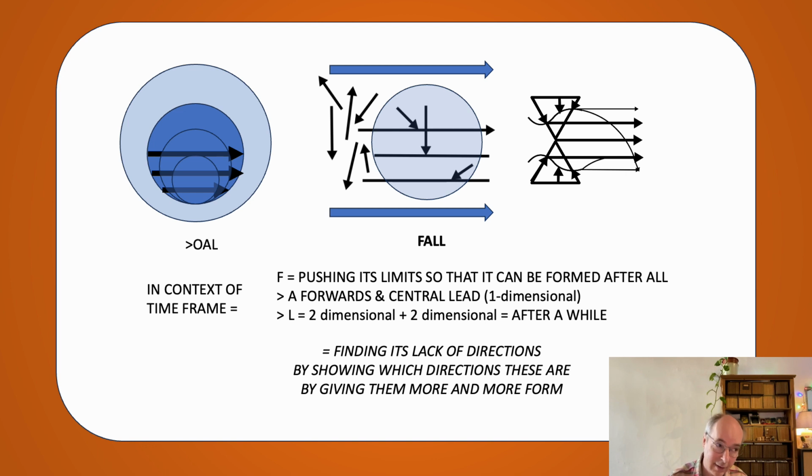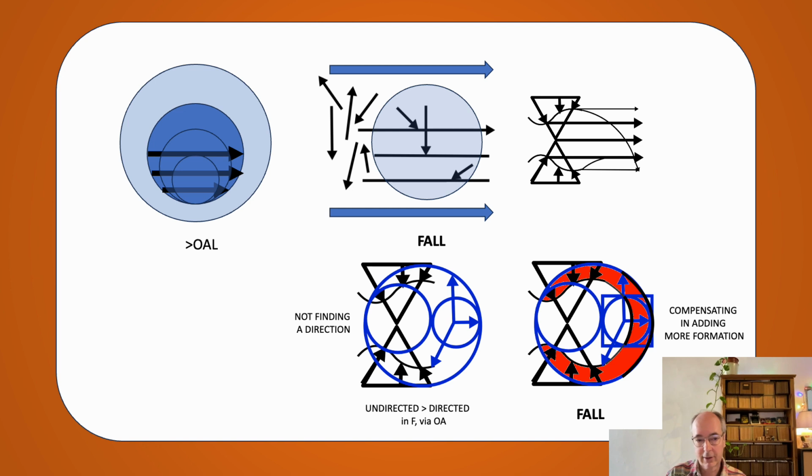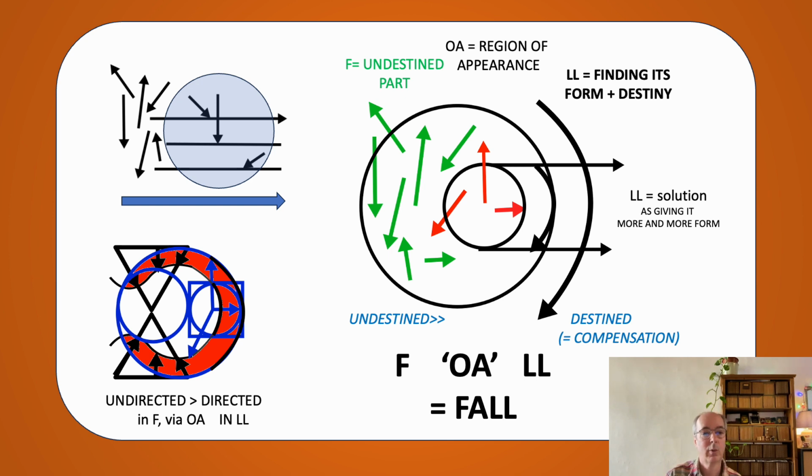A, centralizing a direction. L, getting the form more clear and even more clear, so that you have the compensation of it, so that you can find which direction is really in there, which direction is dominant, and that will fall into that direction. That's what is coming through in the form, what is coming through in there. So it will always be about compensation. F with A will compensate in the form. The undestined part will find its form, and you know, in fall, it is not just falling, it is also adding elements that show you what is dominant in the formation and what will become dominant. Whatever it is, it will show its dominance at the end.